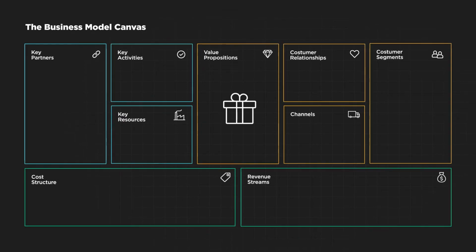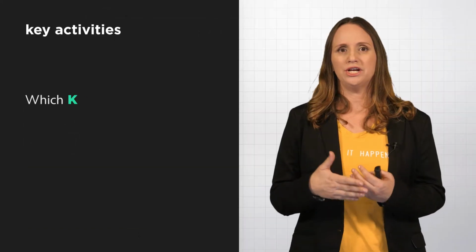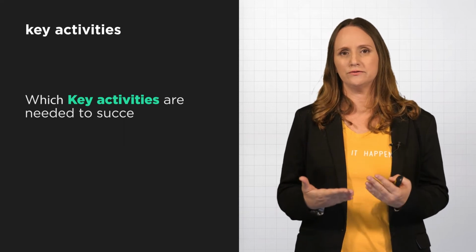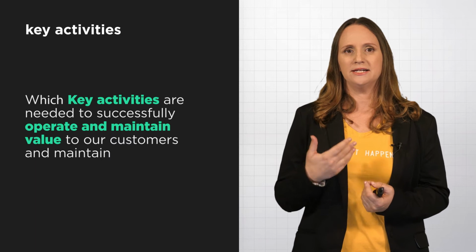Our next production building block is the key activities. What are the main things that our venture needs to do in order for the business model to work? Which key activities are needed to successfully operate and maintain value to our customers and maintain the stability of the venture? For different ventures, these may be different things. For a software company, this may be co-development. For a social venture, this could be volunteer recruitment.